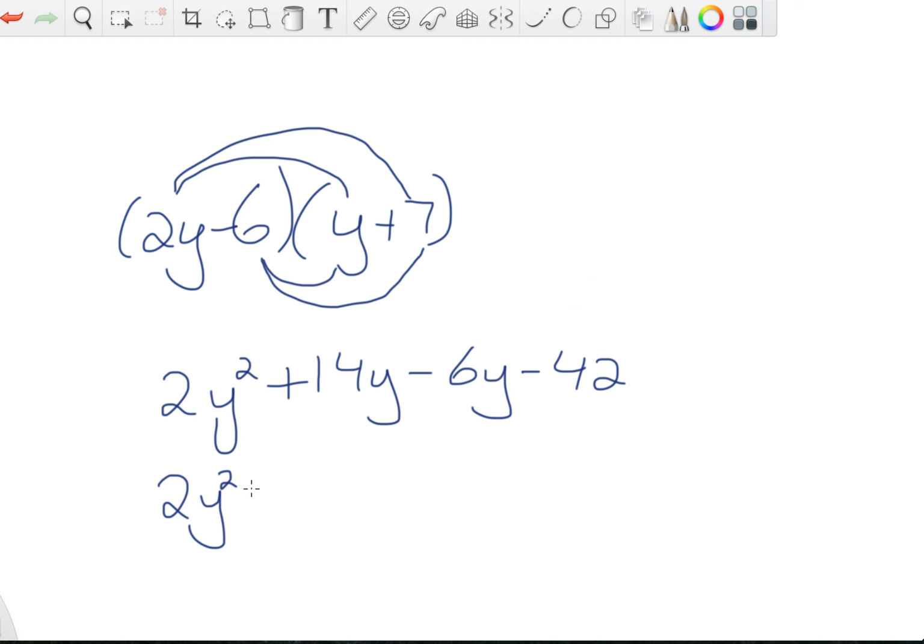2y squared plus, then we have, if I can show you in a different color, 14y and minus 6y is one whole pair, so then we can do 14y minus 6y, which is 8y. Then we have numbers without a letter, so that's just minus 42. And that's your final answer.